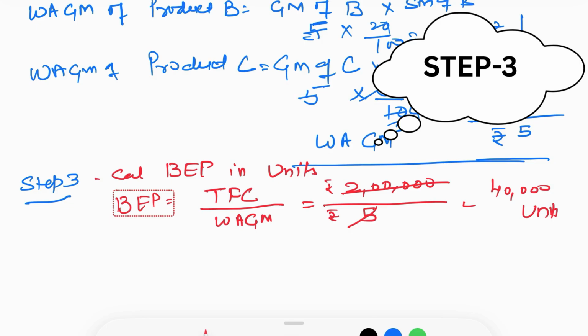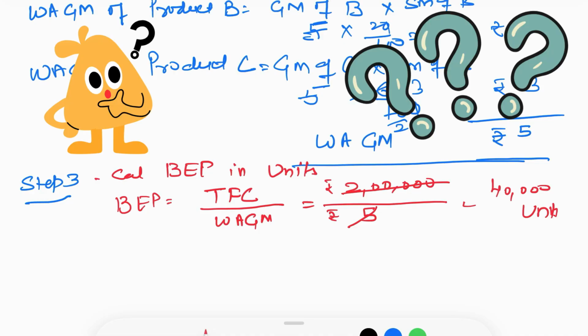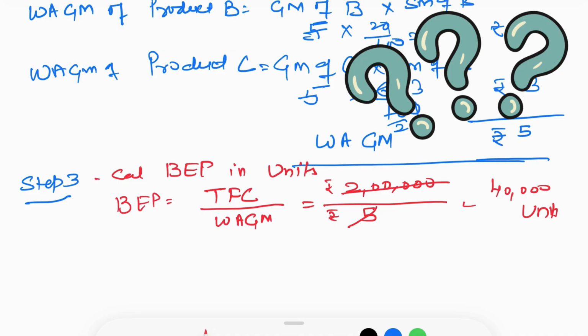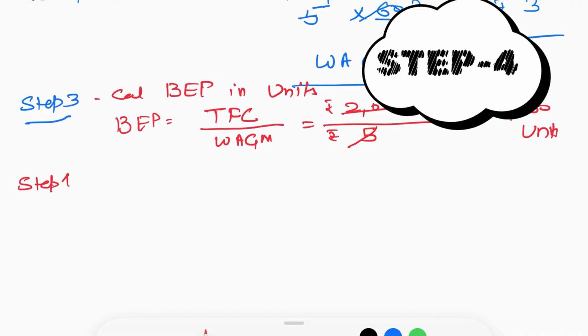So I say to that person, you sell 40,000 units, your cost will be covered. Right? Now that person says, ma'am, 40,000 of which product? Product A, product B or product C? Which product should I sell 40,000 of? The person's question is right. I said, no, 40,000 in total. But then the person says, okay ma'am, in total also, but still you need to tell me how many units of product A, how many units of product B and how many units of product C. Oh yeah, that person is right. So let's move ahead to step 4.